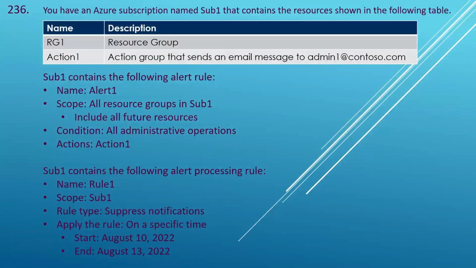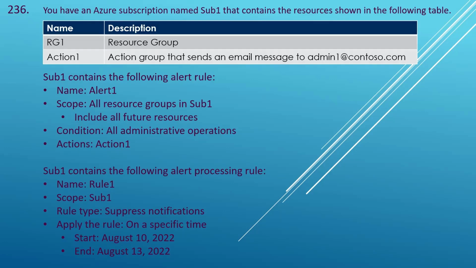Question number 236. You have an Azure subscription named Sub1 that contains the resources shown in the following table. You have two resources with the name of RG1 and Action1. RG1 is a resource group type and Action1 is an action group that sends an email message to admin1@contoso.com. Now Sub1, which is your subscription, contains the following alert rule. Its name is Alert1. Its scope is all resource groups in Sub1 and it includes all future resources as well. Condition is all administrative operations and action is Action1.